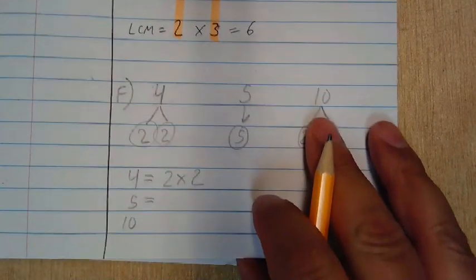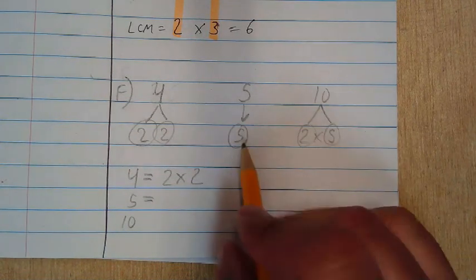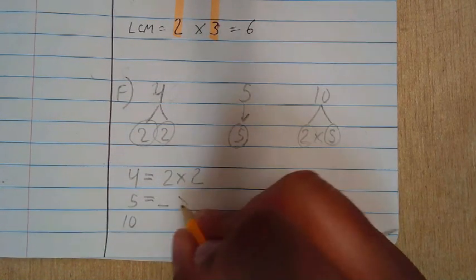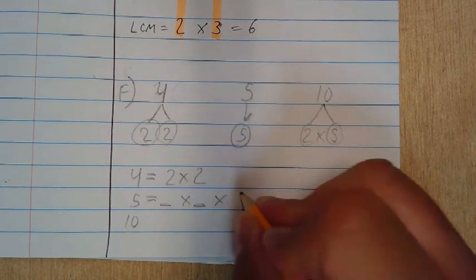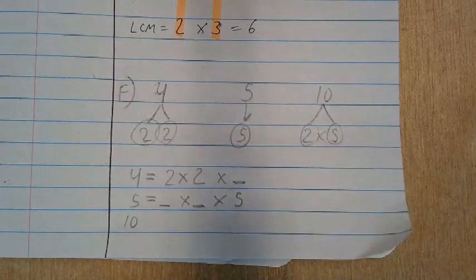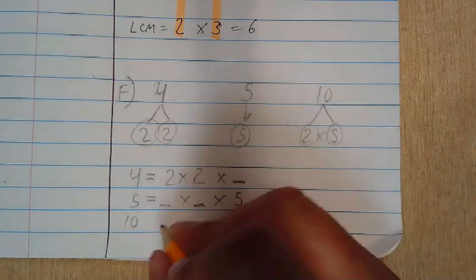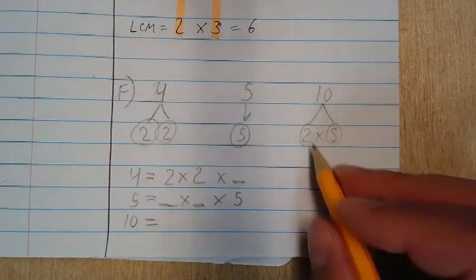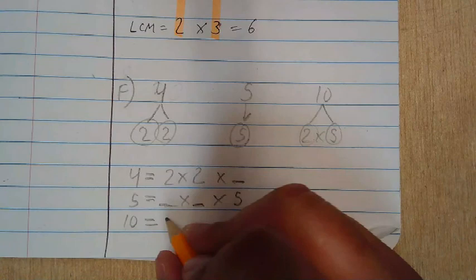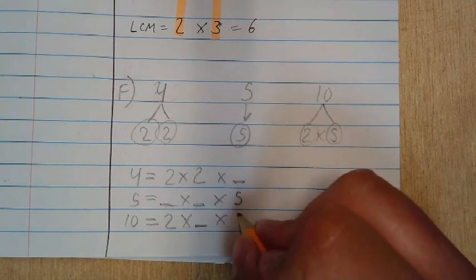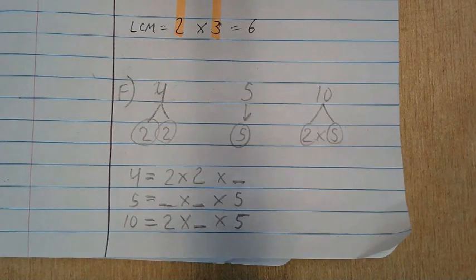Okay, now watch what I'm going to do here. The 5 doesn't have any 2's, so I'm going to leave it times a blank times a 5, and I'm going to put a blank right there on top of it. Okay? You ready? With the next one we have 2 times 5. It only has 1 2. I don't have another one. And I have a 5.